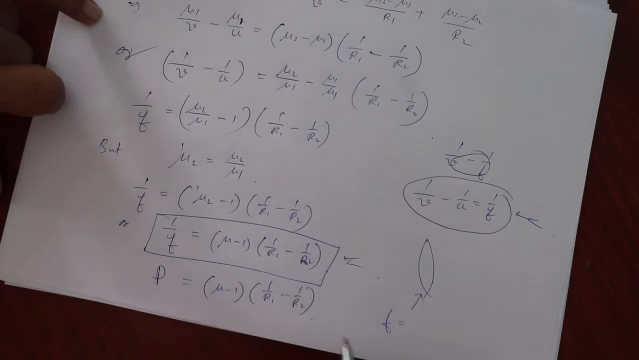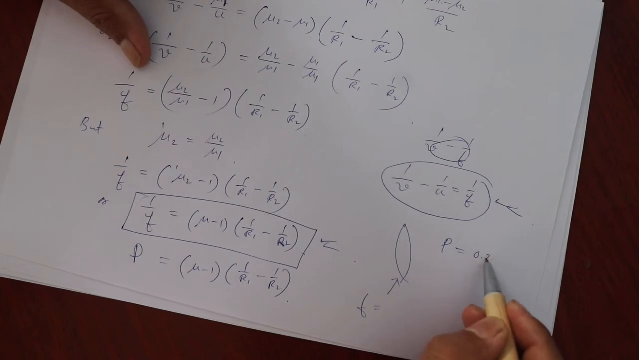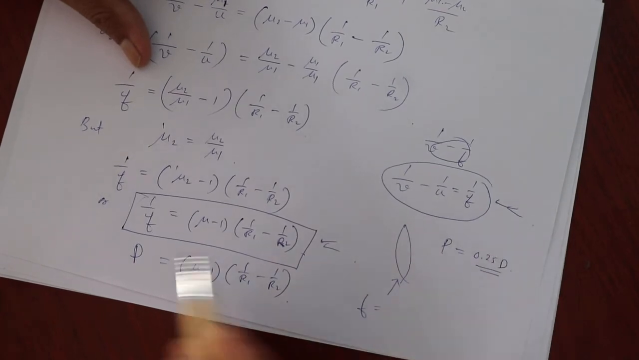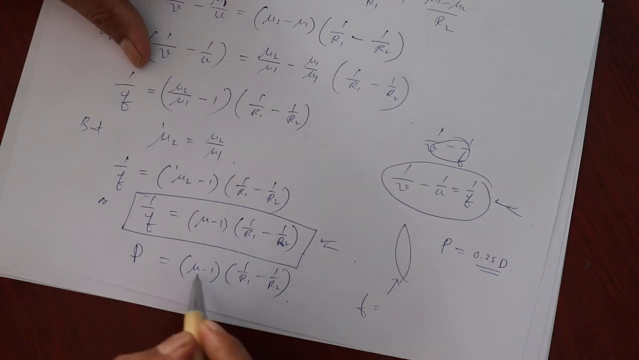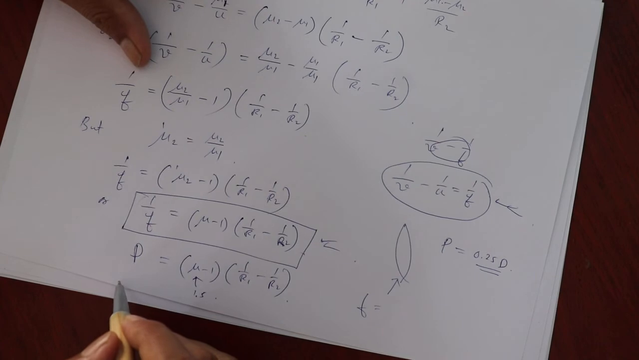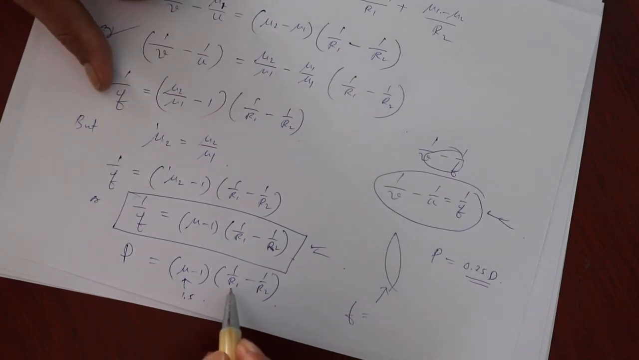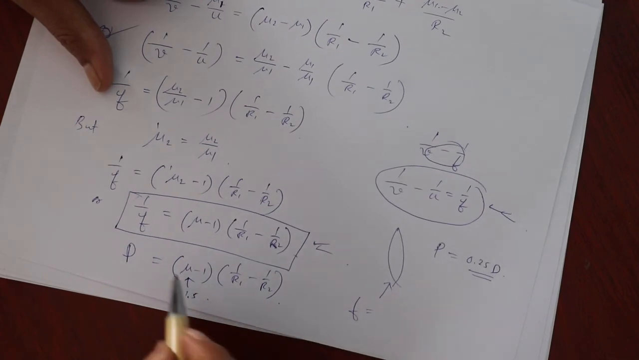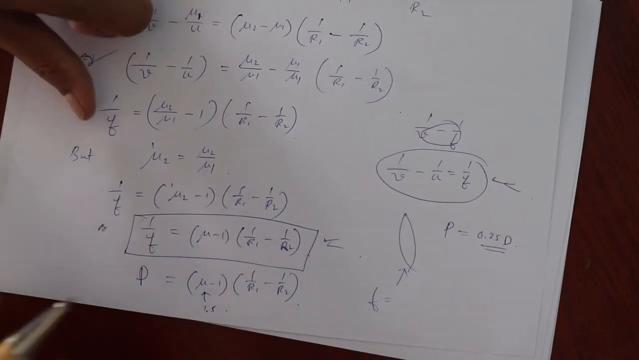For example, say you are going to wear a glass of, let's say, power 0.25 diopter. You have to put it in here, and you can take the glass material, let's say 1.5. Then accordingly you can make the lens. In simple language, this formula is used in making of lenses. That's why this is known as Lens-Maker's formula.